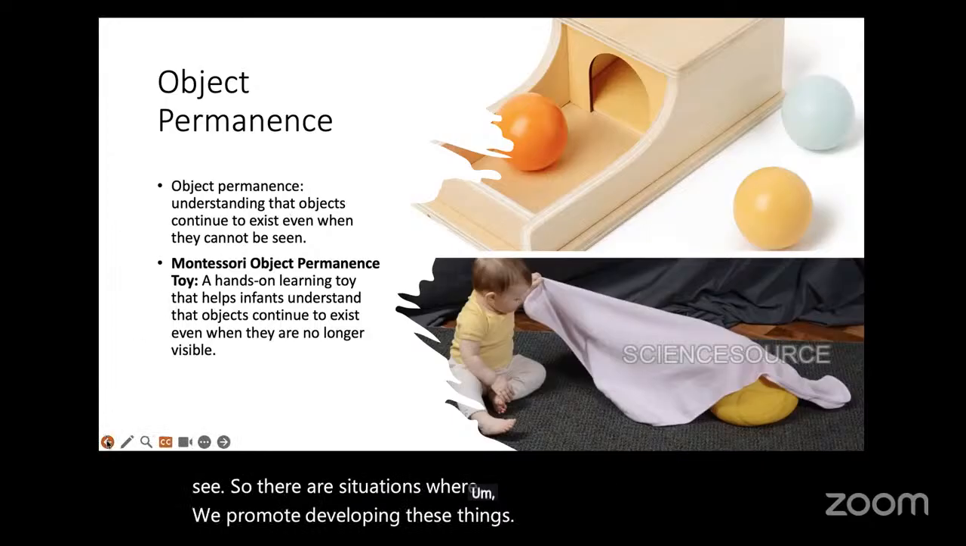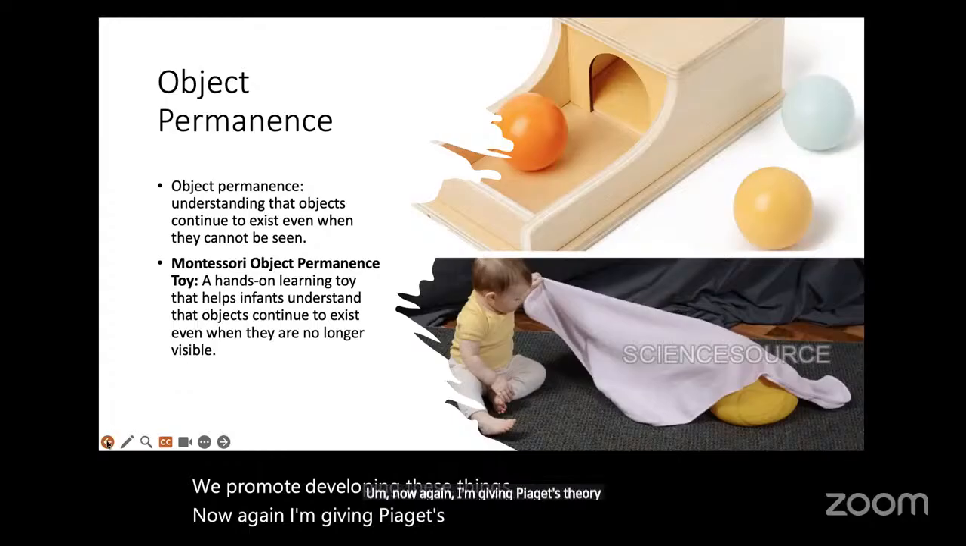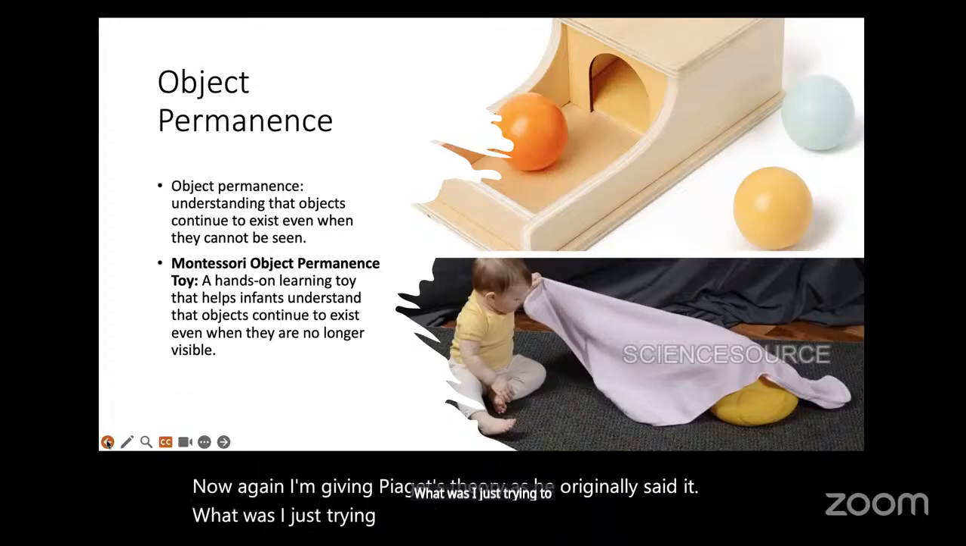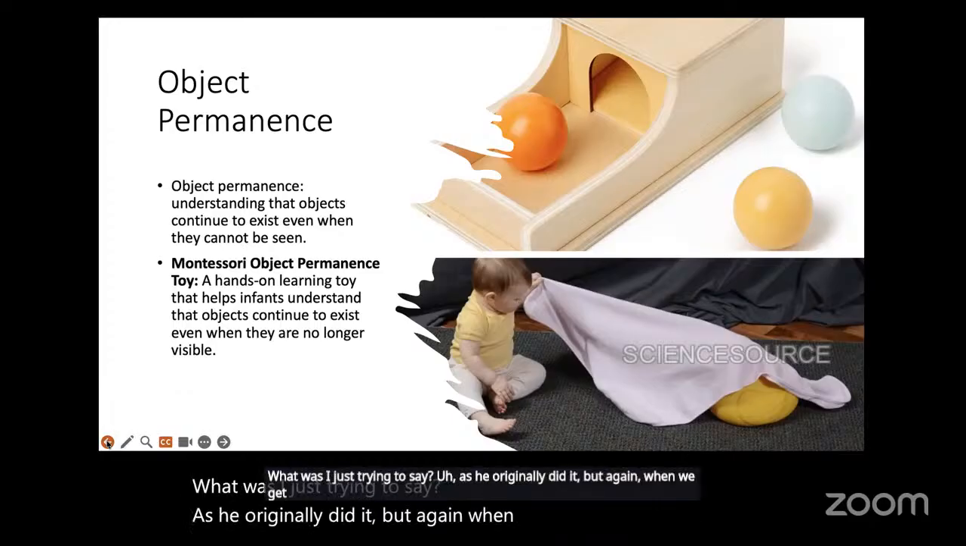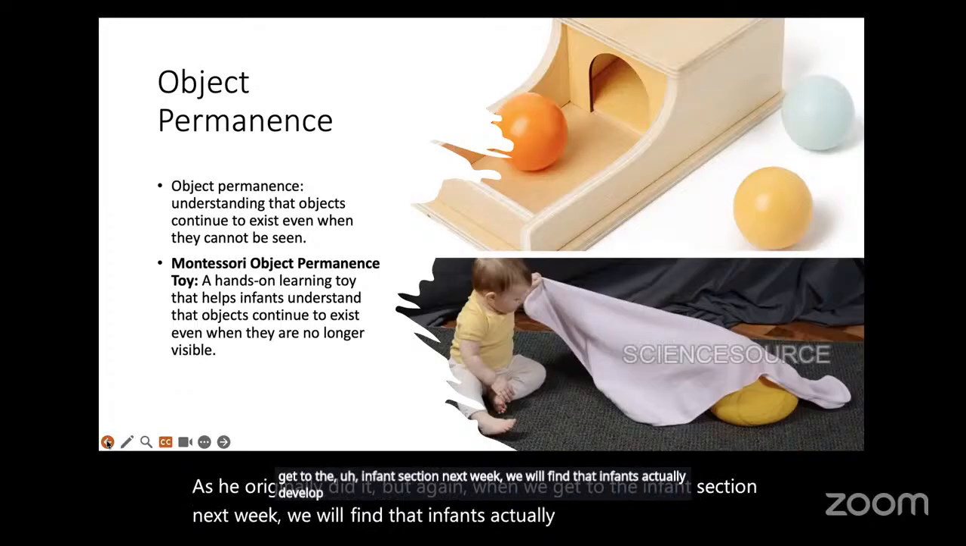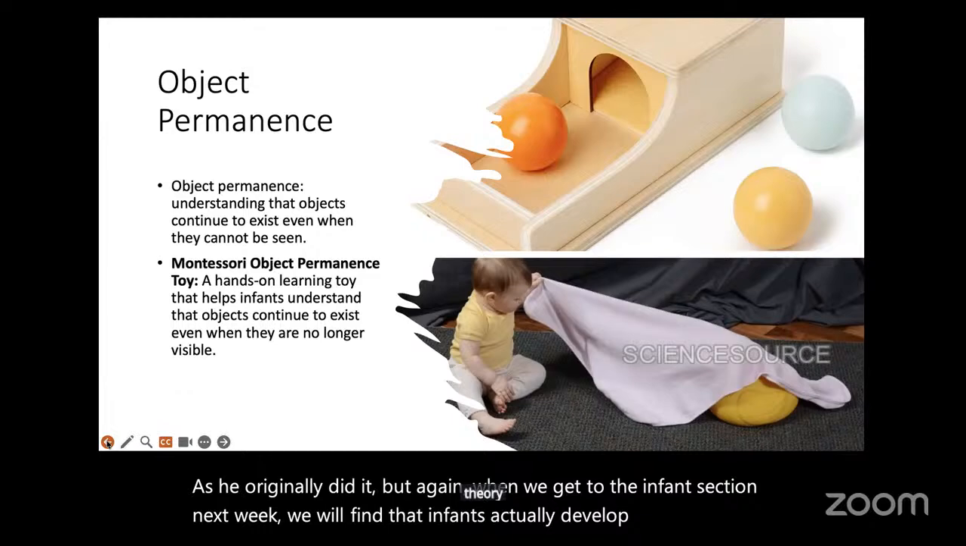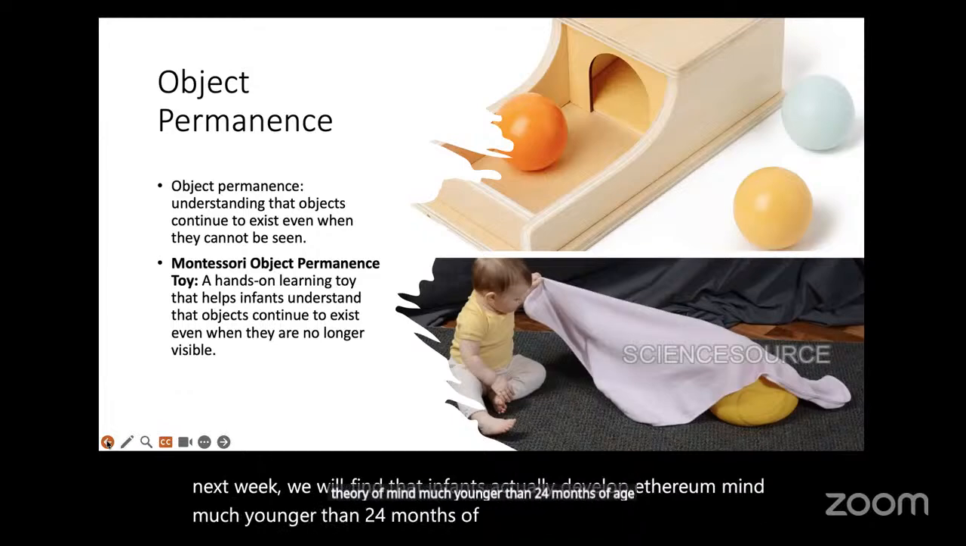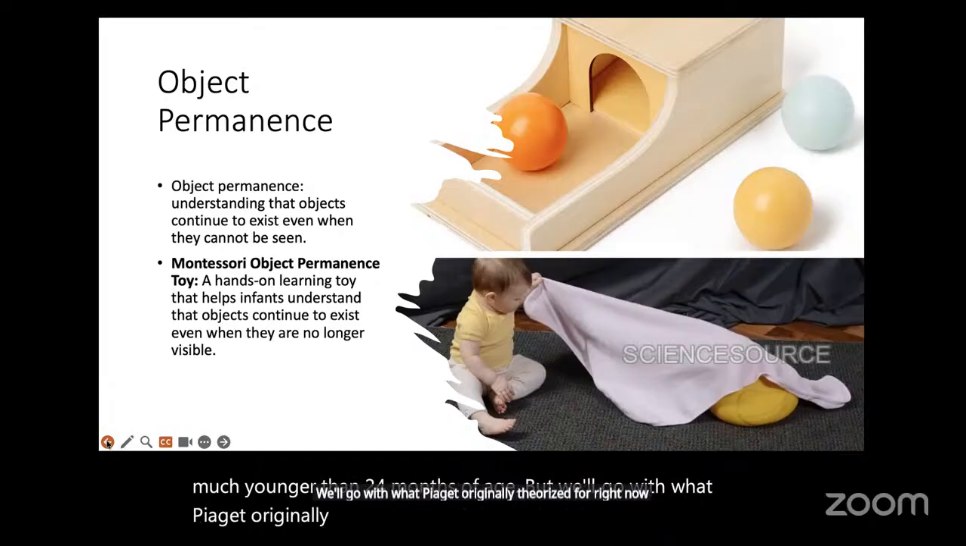Now, again, I'm giving Piaget's theory as he originally said it. But when we get to the infant section next week, we will find that infants actually develop theory of mind much younger than 24 months of age. But we'll go with what Piaget originally theorized for right now.